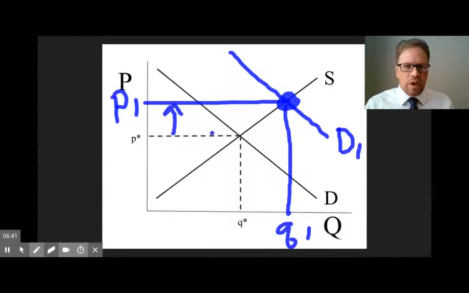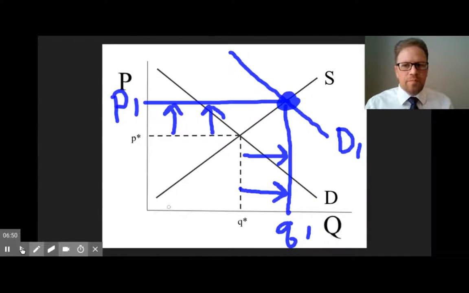By shifting to the right, prices will increase for this product. Also, the amount of the product that people are purchasing will also increase.